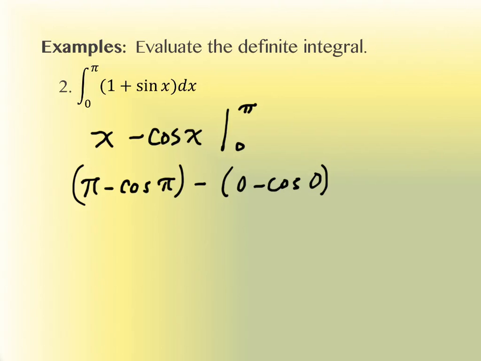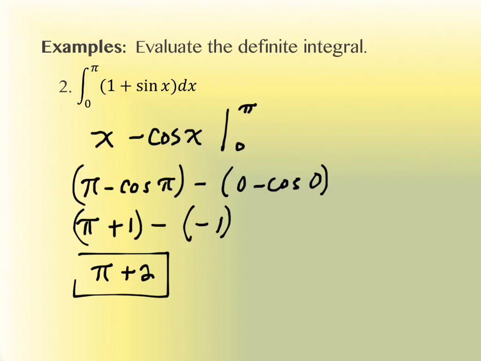So what is the cosine of pi? Let's start there. It's negative 1. So I've got minus a negative 1, so this is pi plus 1. And then what is the cosine of 0? It's also 1, or it's 1, rather, and then I've got a negative in front of it, so I've got the negative 1 here. So this ends up being pi plus 2. And there's no reason to approximate the pi. We can just leave it as pi. Okay. Whenever we write these, we don't have to write the c. You do not need the c at all.